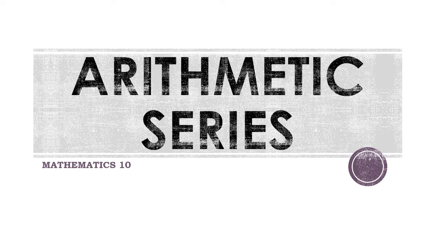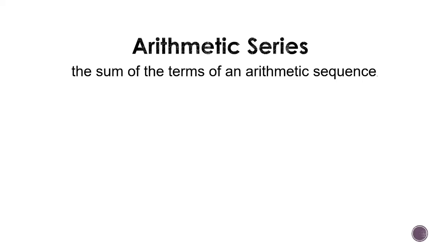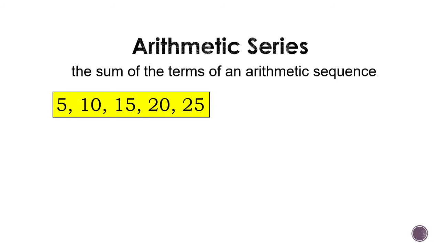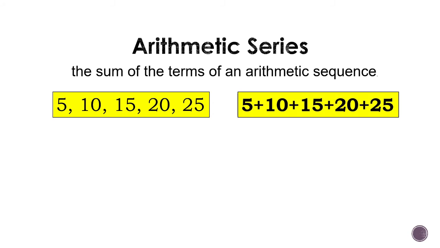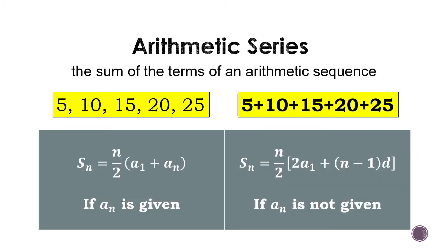So in this video, I'm going to talk about arithmetic series. An arithmetic series is the sum of the terms of an arithmetic sequence. So if we have an arithmetic sequence, and we add its terms, then that is an arithmetic series. We have two formulas in solving for the sum of the terms of an arithmetic sequence. If the first term is given and the last term is given as well, then it's more convenient for us to use this formula. But if the last term is not given, then we use this formula.